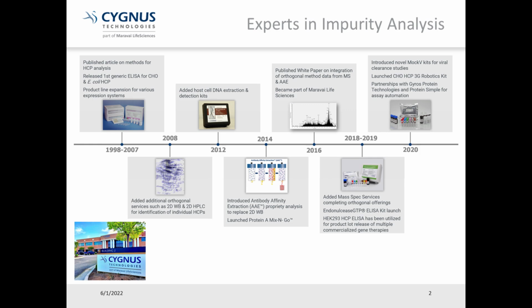We spent much of the early 2000s expanding our menu of generic products to cover all of the commonly used expression platforms. After doing this and performing 2D Western blot for coverage analysis for many years, we realized that it was not a predictive method for how the antibodies would perform in the ELISA. As a result, we launched antibody affinity extraction in 2014. We have since spent a lot of time incorporating AAE and mass spec into host cell protein analytics.